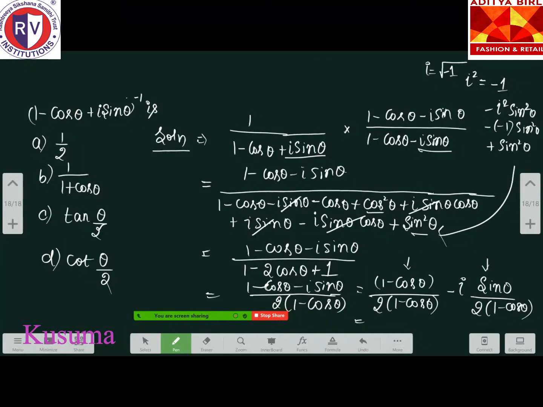Simplify this. This gives 1 by 2 minus the imaginary term. So the real part here is 1 by 2. What is the real part of (1 minus cos theta plus i sin theta) inverse? The real part is 1 by 2. Fine? Understood?